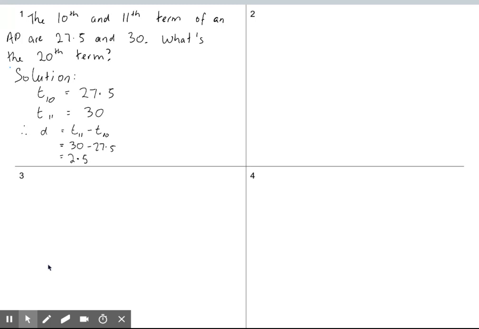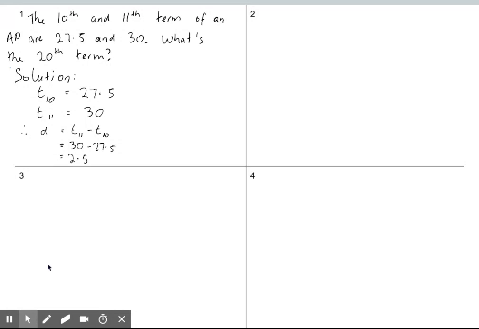So that's good, I hope. We've now got a value for D. What we need to do is keep an eye on the prize. It says, what's the 20th term? Now, there are two ways we can work out the 20th term. If we know the general term, then we can simply substitute 20 for n and solve. Or we can use a little bit of logic and say, well, how many jumps have I got from, say, the 10th term to get to the 20th term?